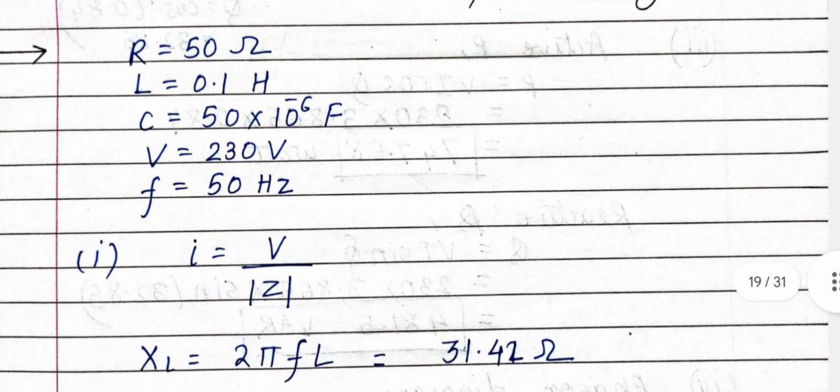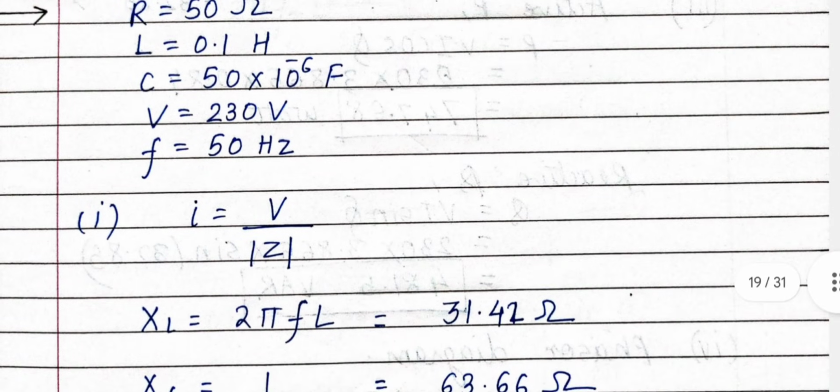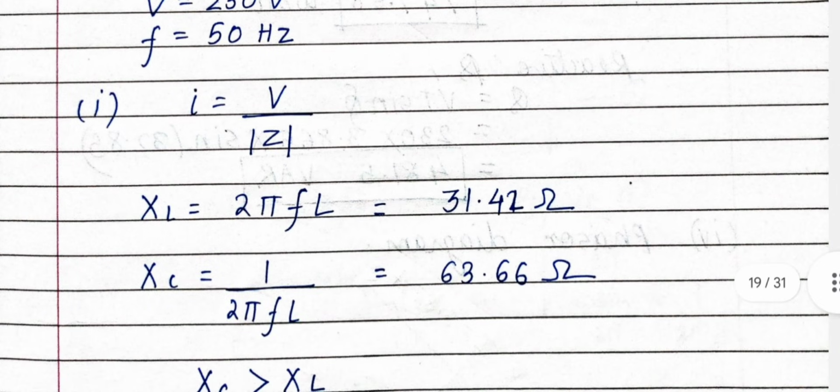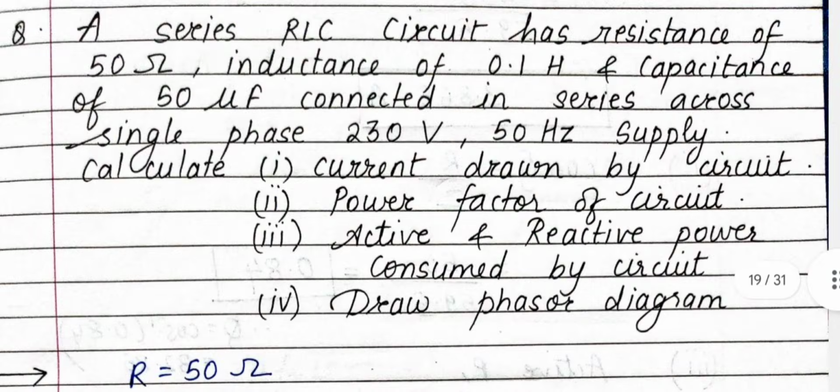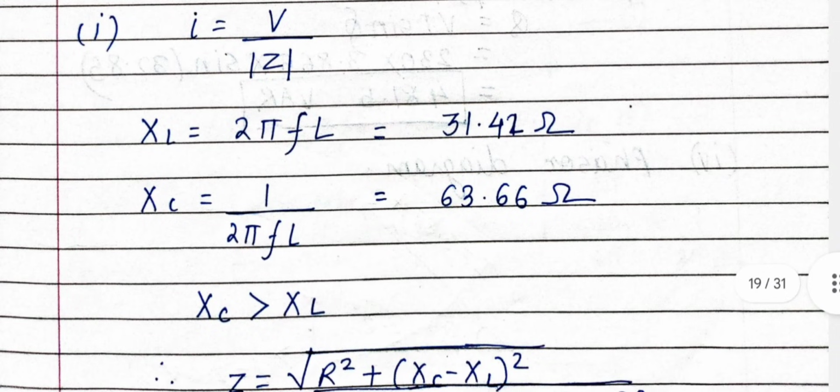Here I have written the given, and the first is the current. What is current? V upon Z. Remember, V upon Z. For finding Z, whenever you are solving this type of RLC circuit numerical, the first thing you have to do is find out XL and XC. Why do you have to find XL and XC first? Because from that you will get to know which one is greater.